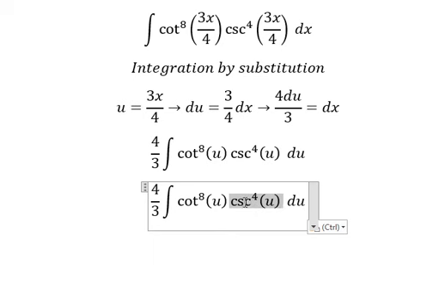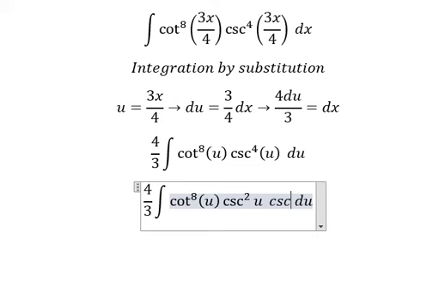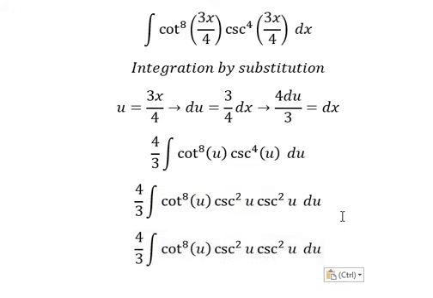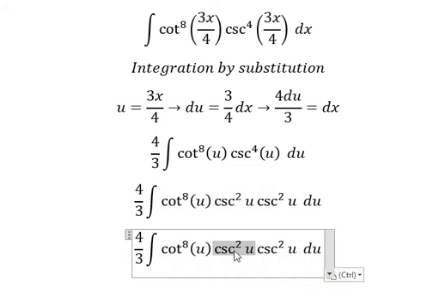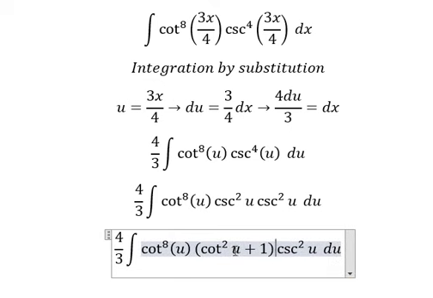About cosecant of u to the power of 4, we can write it as cosecant of u squared multiplied by cosecant of u squared. About this one, we can change it into cotangent u squared plus 1. This is about a trigonometric identity.